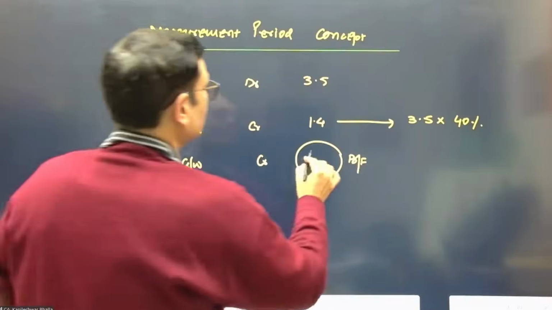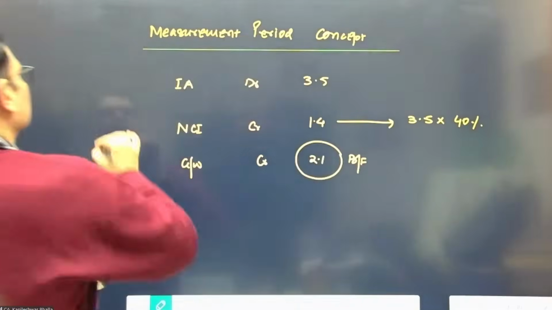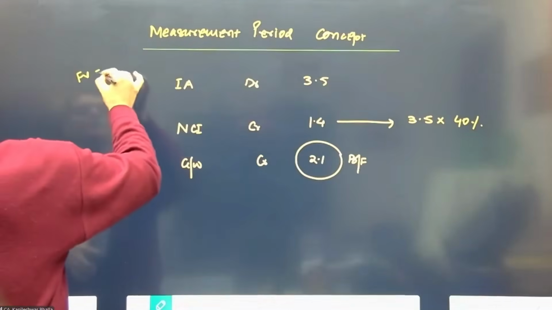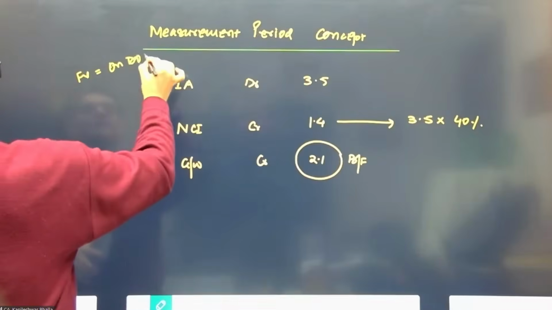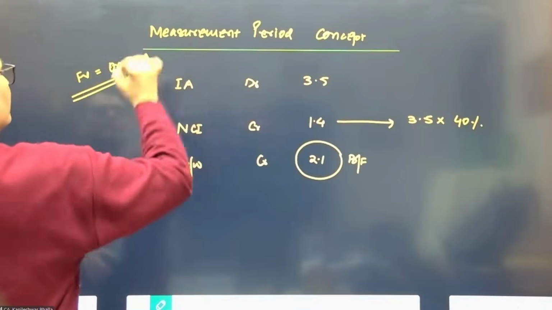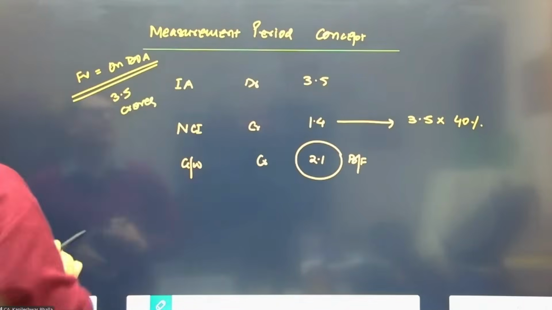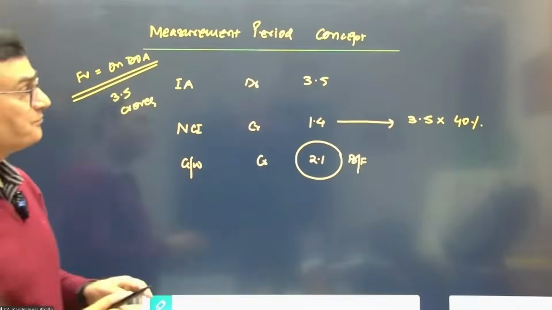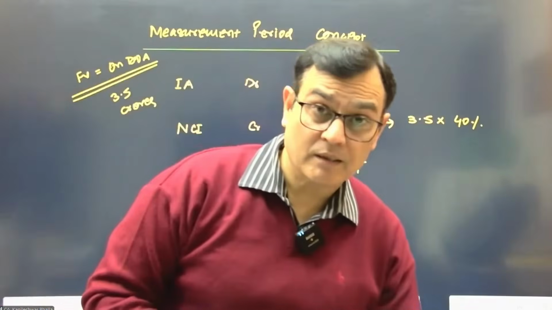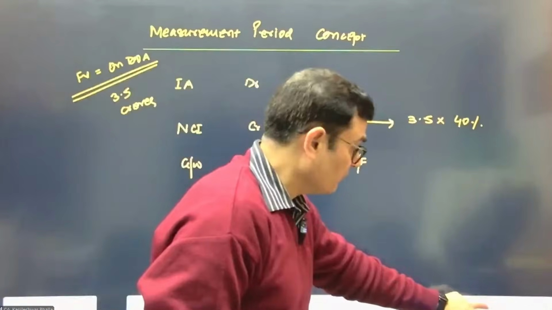So this is 2.1. This is based on the fair value on the date of acquisition. Whatever is the fair value on the date of acquisition will be taken as a part of the measurement period concept. Okay, this is another requirement, but there is more to go. Then there is a third requirement as well.